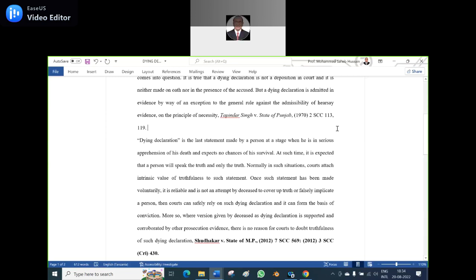Right. So let us see: the dying declaration is the last statement made by a person at a stage when he is in serious apprehension of his death. Apprehension means fear of death, and he expects no chance of survival. At such a time, it is expected that a person will speak the truth and only the truth. Even the person who has taken a full drink may also give the truth. It is on the lips of the dying person.